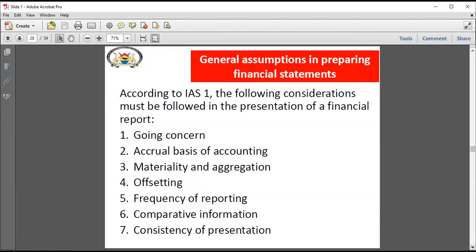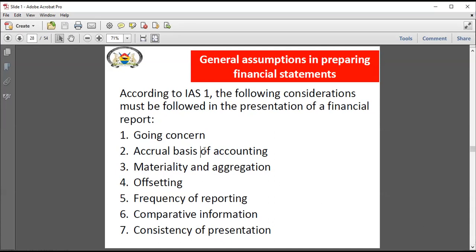Okay. So we have the general assumptions in preparing the financial statements according to IAS 1. Now, IAS 1 is International Accounting Standard 1. It's the one that gives us guidelines on how to prepare our financial statements. The first one is the going concern. Remember what we said about going concern? It's an assumption that the company will continue to operate in the next 12 months and beyond. You get it? So going concern is a principle, an assumption, here.